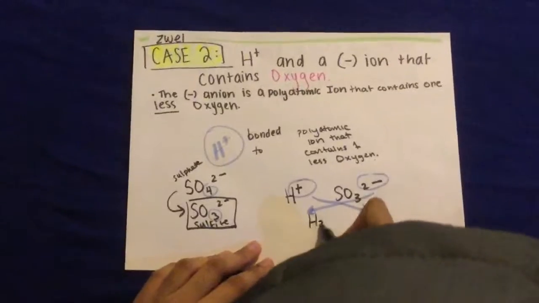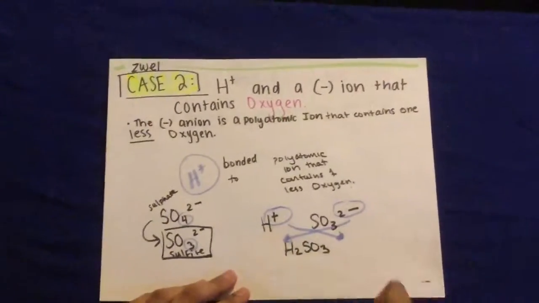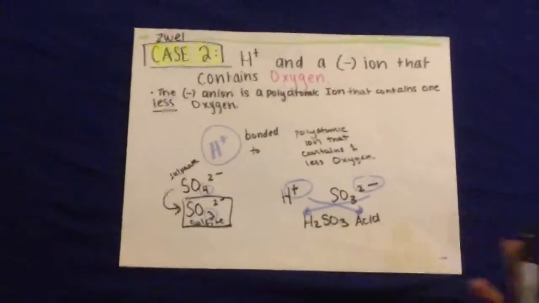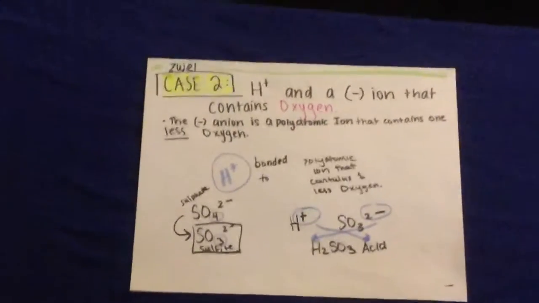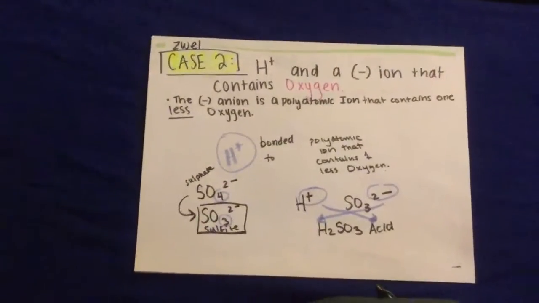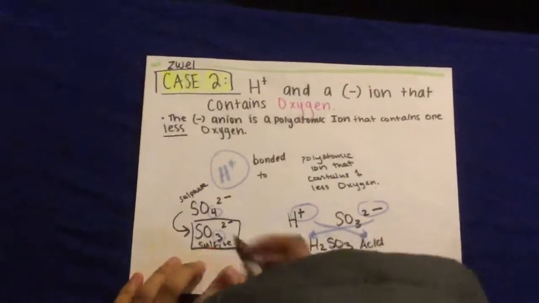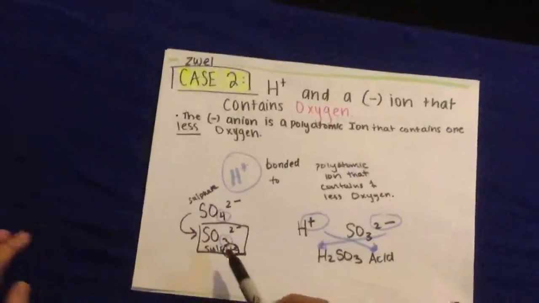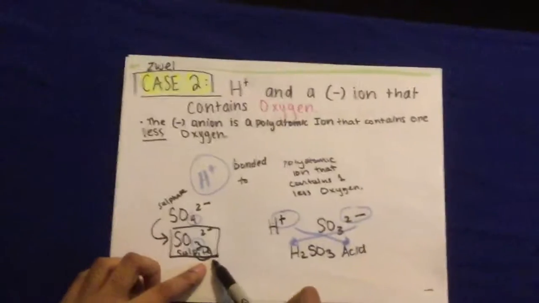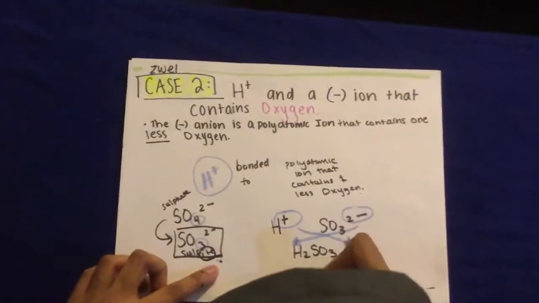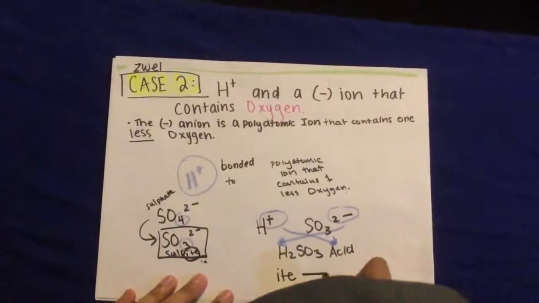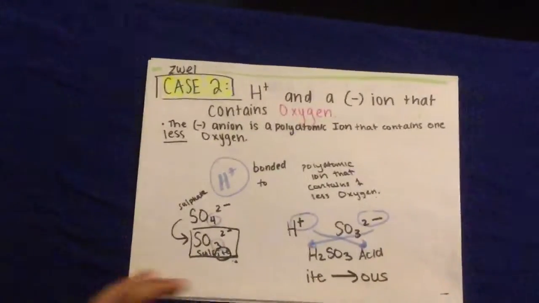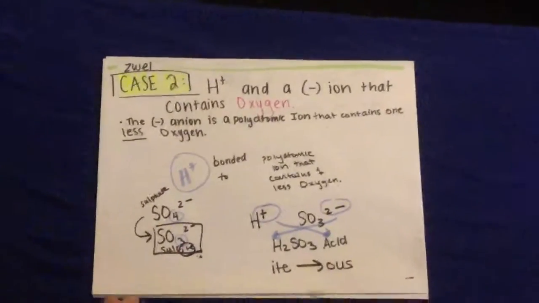And so this would be H2SO3. That's your acid. And to name it, how do you name this? Basically, you just know that because the ending of the polyatomic ion that contains one less oxygen is ite, you will change ite to OUS. That's it. So you don't put the hydro in front.